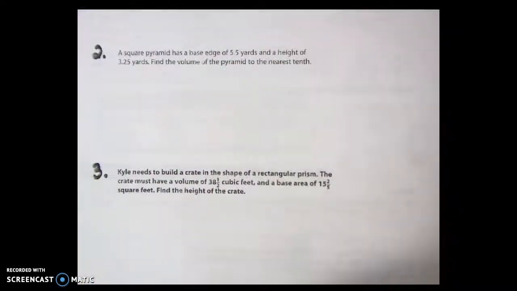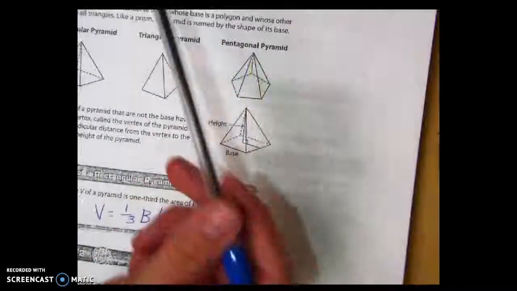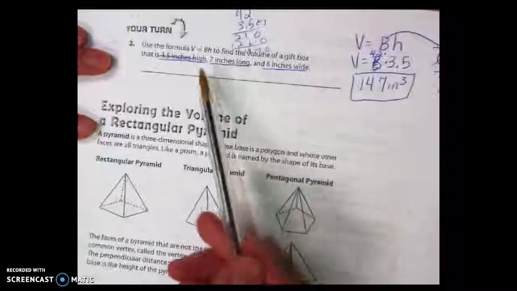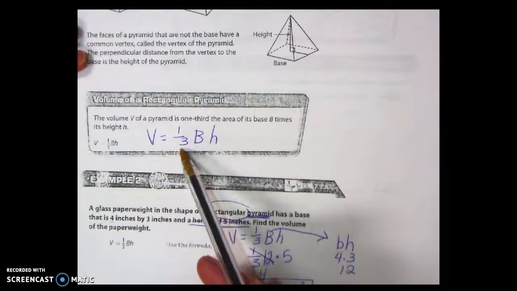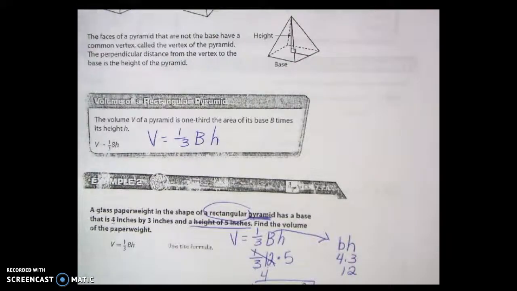Okay, then here's just some practice problems. But that's basically what you would do. To find the volume of a prism, you're going to find the area of the base and multiply it by the height. To find the volume of a pyramid, you're going to do the same thing, except you have to take a third of it. So then you're going to divide that by 3. Okay.